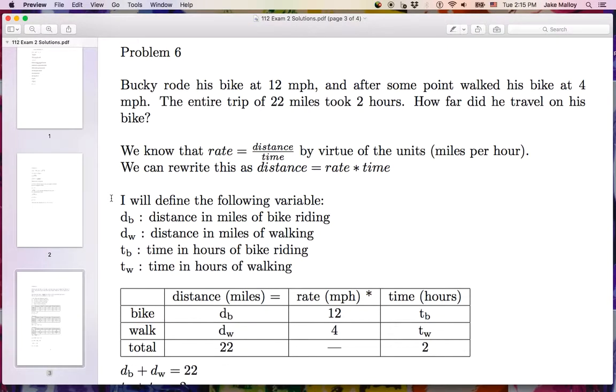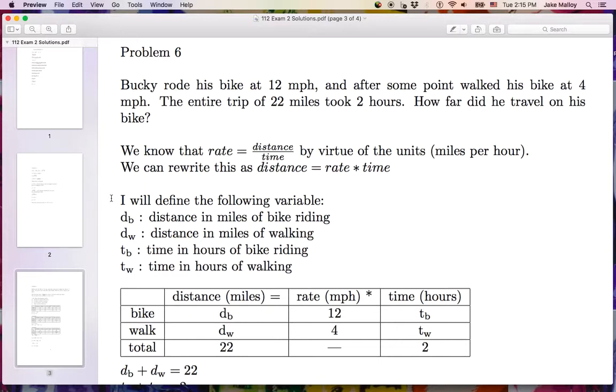Problem 6, we have this question. We know the setup. Bucky rode his bike at 12 miles per hour, and after some point, he walked his bike at 4 miles per hour. The entire trip of 22 miles took 2 hours. And the question is, how far did he travel on his bike?